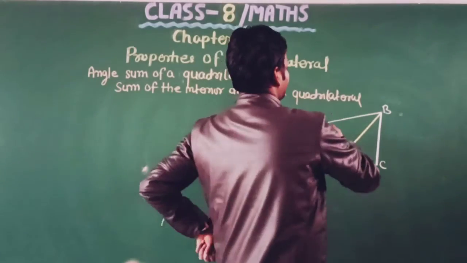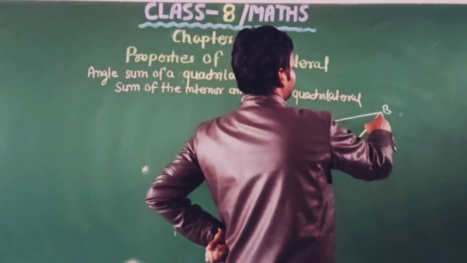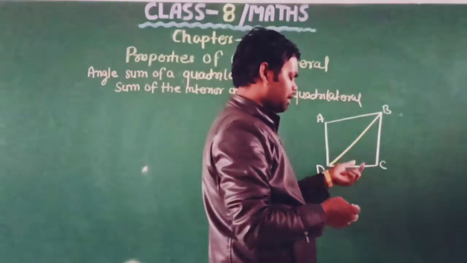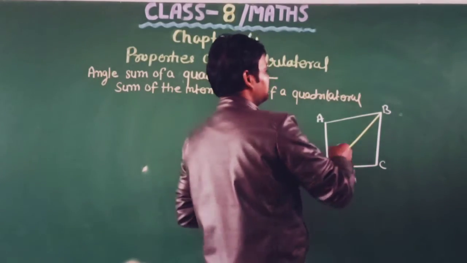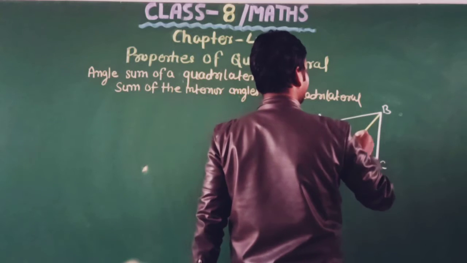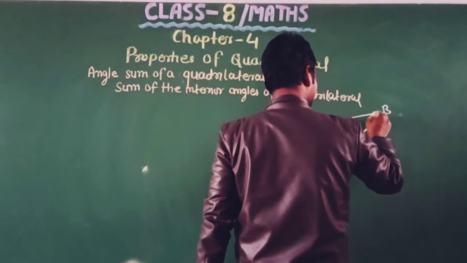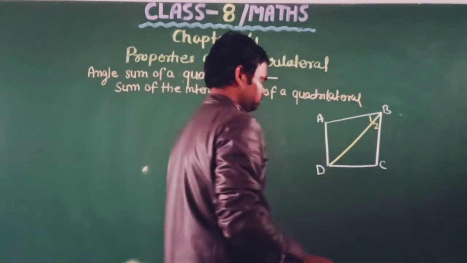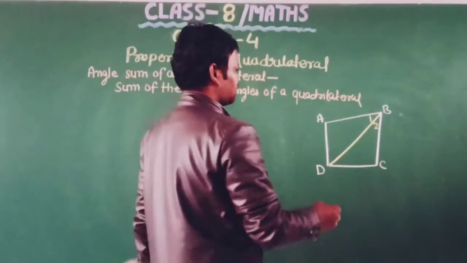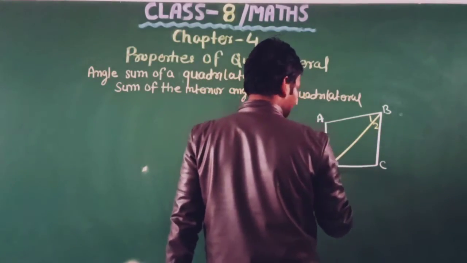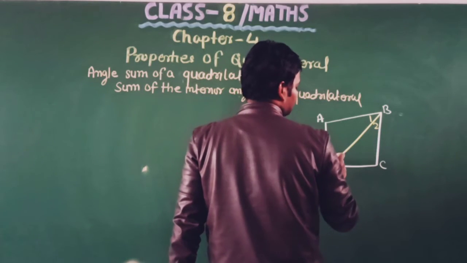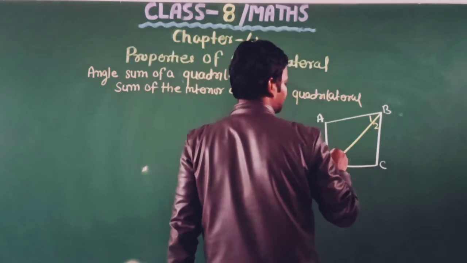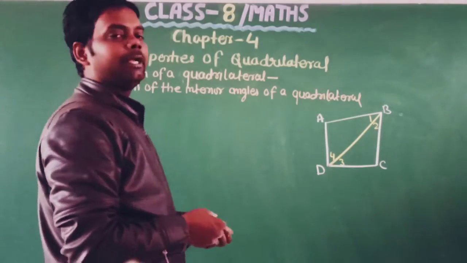The first triangle is ABD and the other is BCD, and this diagonal also divides angle B and angle D each into two angles. Suppose this is angle 1 and this is angle 2, and similarly the other angle is divided into angle 3 and angle 4.